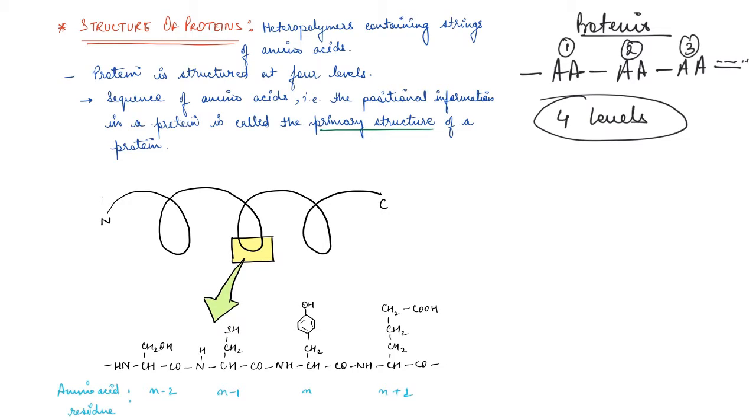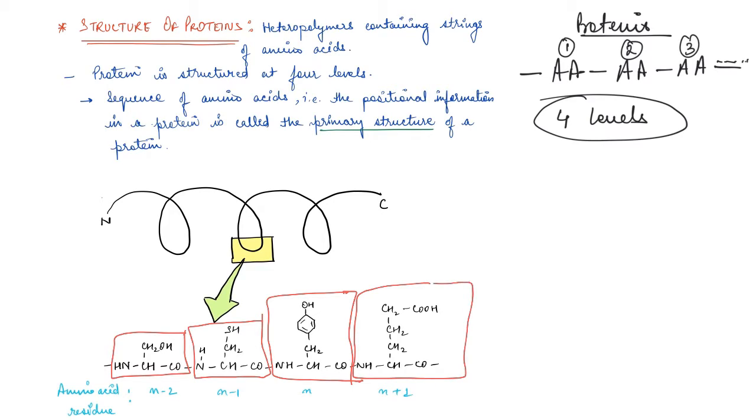So this structure that you see here, we are taking this particular section. And if you check here, this is one amino acid. This is another amino acid. This is the third amino acid. And this is the fourth amino acid. If you consider this amino acid as N, this is N minus 1, so it is growing towards the left-hand side, N minus 1, N minus 2, and so on. And in the same way, it is growing towards the right-hand side as N plus 1, N plus 2, and so on.